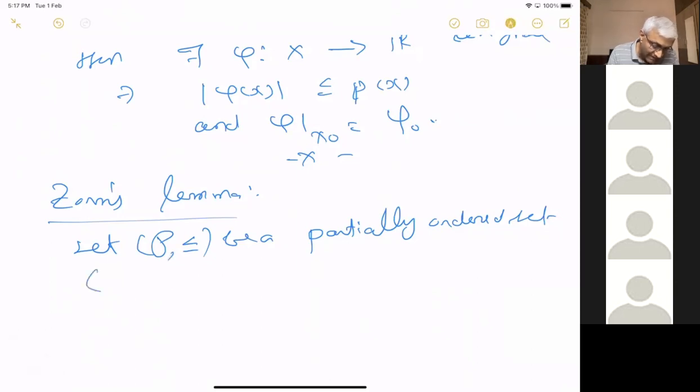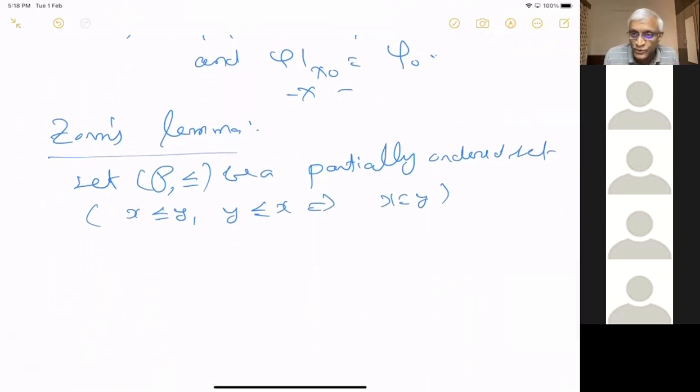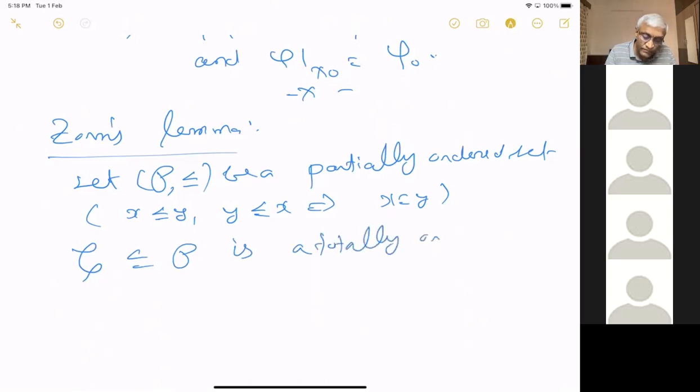This means that it is reflexive, x is less than or equal to x, and transitive: x is less than or equal to y, and y is less than or equal to z, implies x is less than or equal to z. The important thing is it's antisymmetric: x less than or equal to y and y less than or equal to x implies x equals y. I am sure you must know this. This is a partially ordered set. Then C contained in P is a totally ordered set, which is also called a chain.